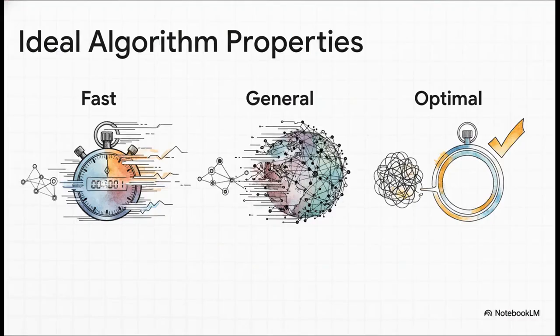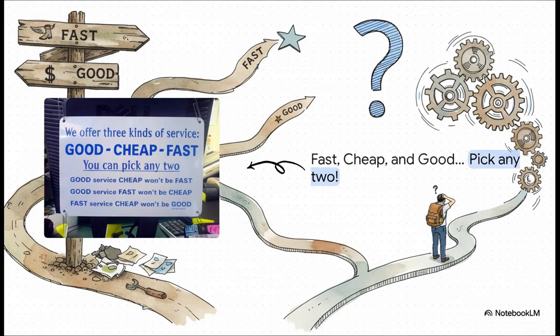You know, in a perfect world, our magical problem-solving algorithm would have 3 properties. It'd be fast, so we get an answer sometime this century. It'd be general, so it works whether you have 5 cities or 5,000. And it'd be optimal, meaning it is guaranteed to find the absolute shortest path, every single time. It's just like that classic sign, right? Good, fast, cheap. Pick any 2. Well, for these kinds of massive problems, it's the same deal. You just can't have all 3.